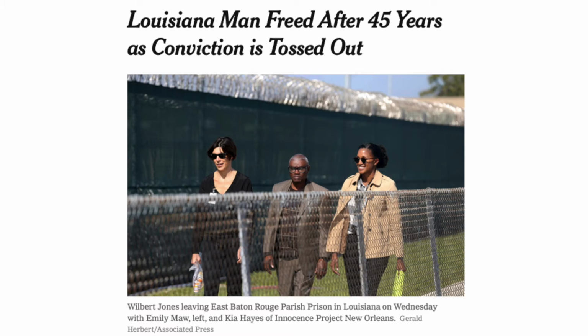In 2017, Wilbert Jones walked out of Parish Prison in East Baton Rouge, Louisiana, a free man after serving 45 years and 10 months of a life sentence for a crime he did not commit. In 1974, a Louisiana jury found Jones guilty of raping a woman in 1971. The victim, a nurse, described her attacker's height as 5 feet 8 inches tall, 5 feet 9 inches tall, or 6 feet 3 inches tall. There was no forensic or physical evidence linking Jones to the rape except for the victim's testimony. Nevertheless, Jones was found guilty despite these two facts.